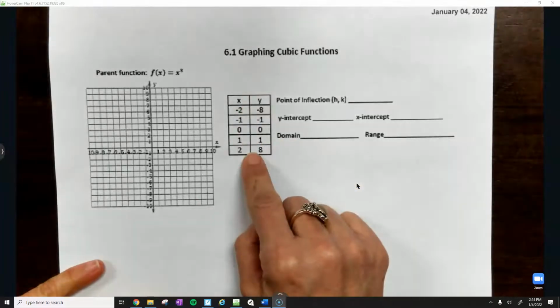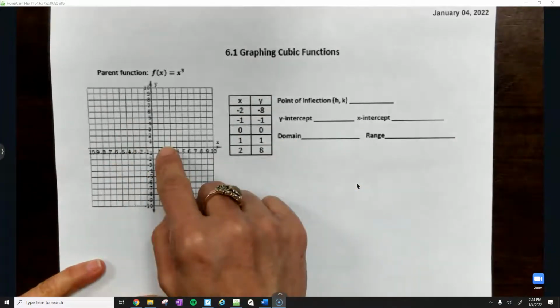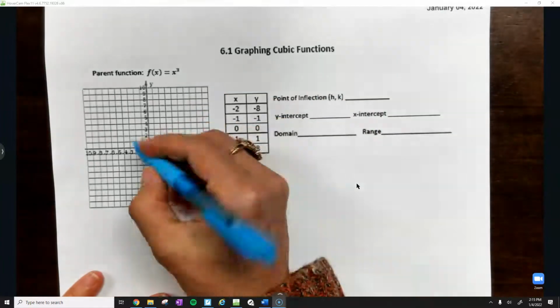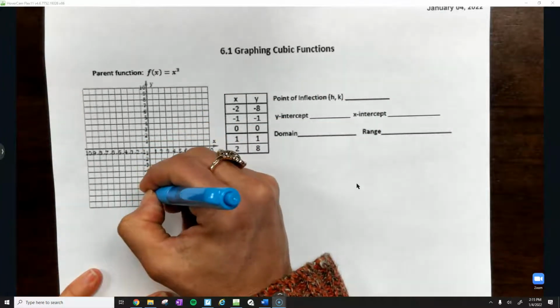So here's a t-chart of x and y values. Y'all plot those dots on here real quick, and then I'll show you what we're going to do next. So just plot the dots super quick, and we'll move on.